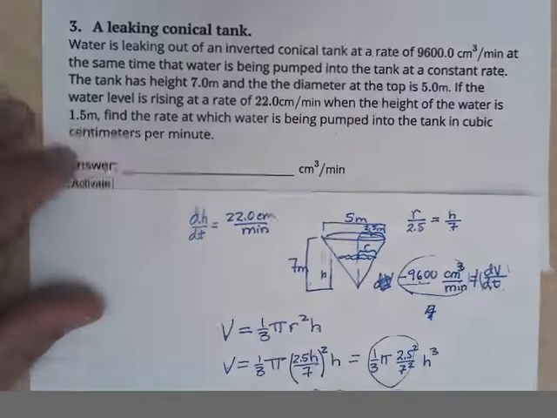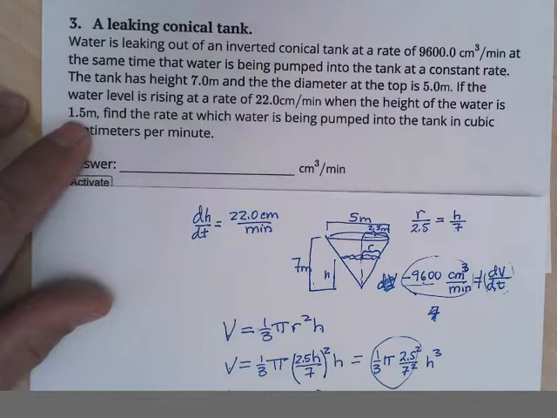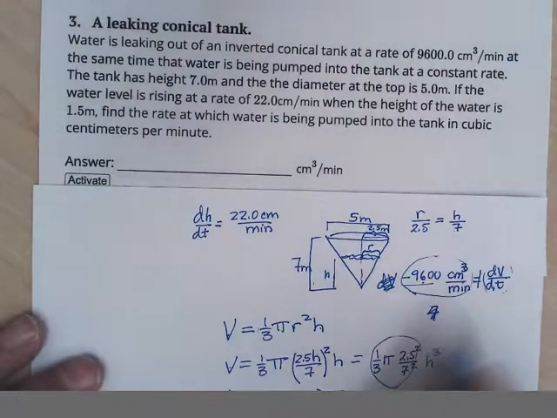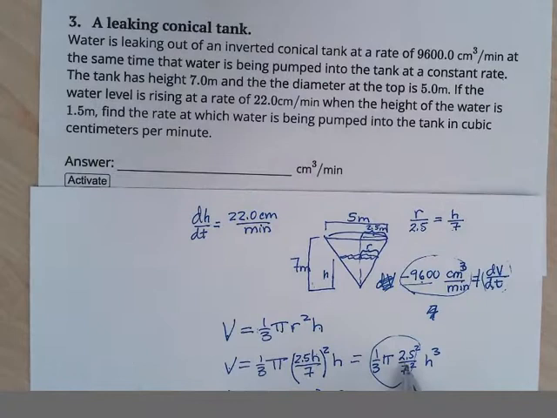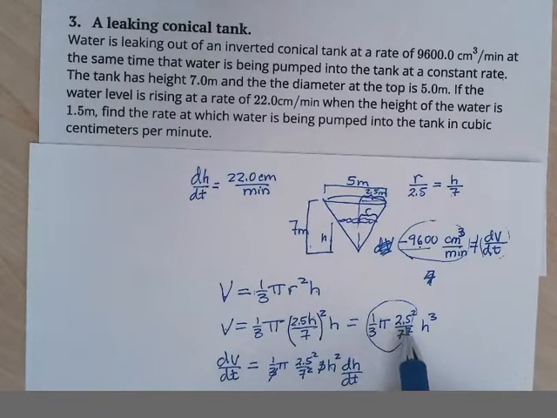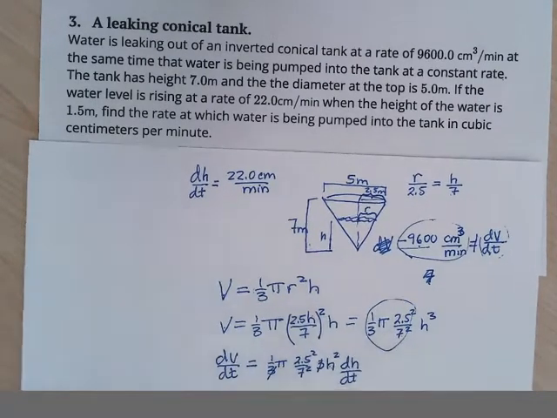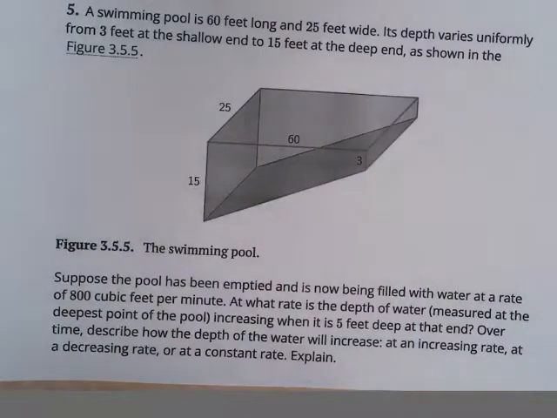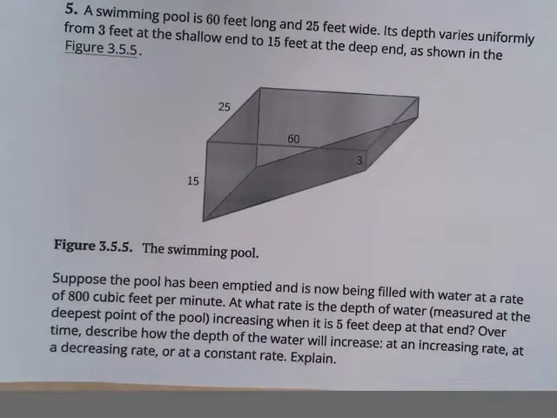Okay, you have to watch your units on this one because it had that 1.5 meters here. These meters canceled out because you get 2.5 meters over 7 meters, and the meters are canceling out when you do this. Okay, that was number 3. Number 4.